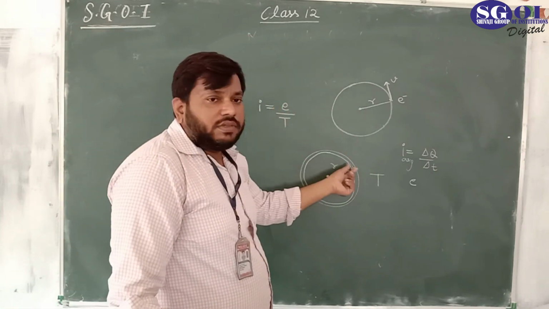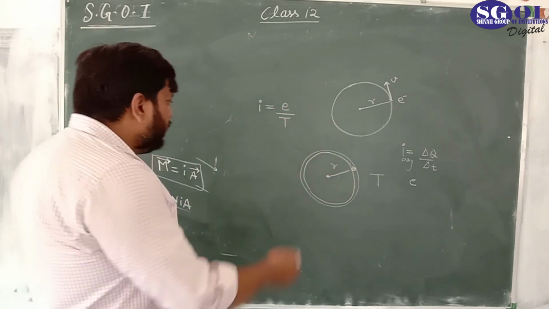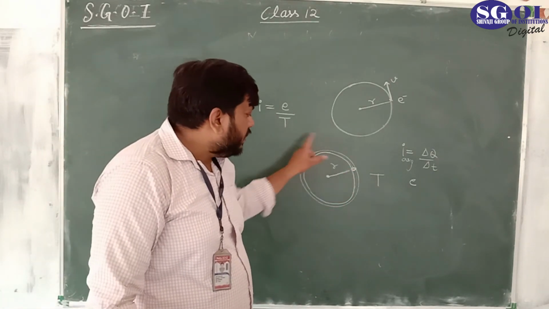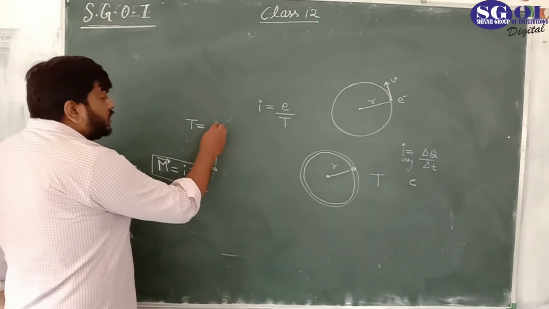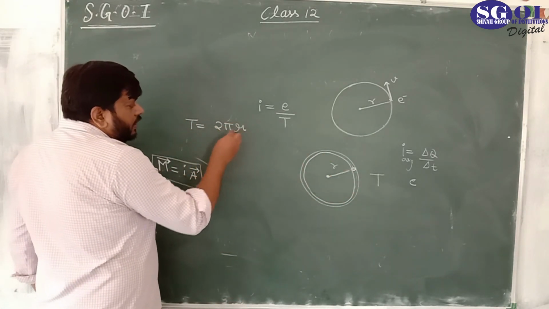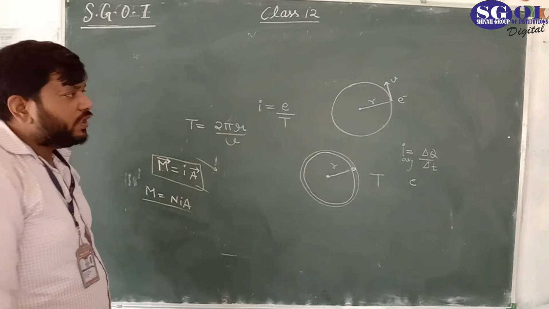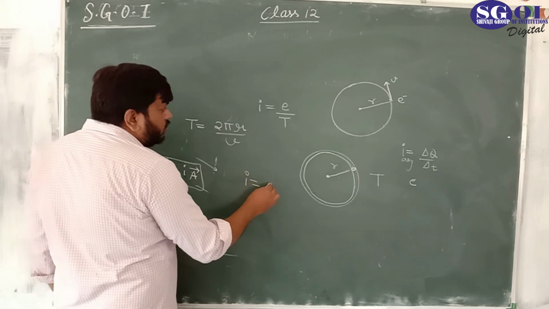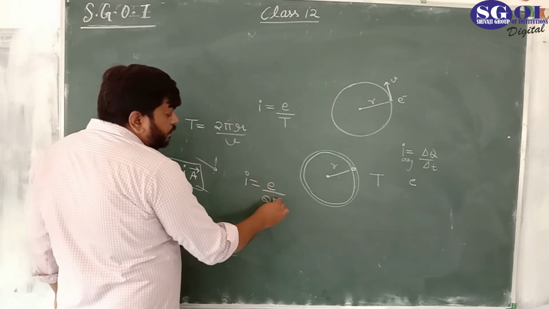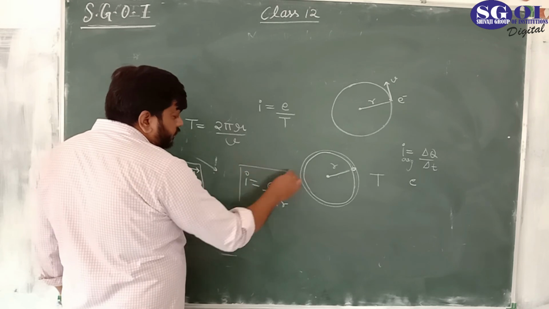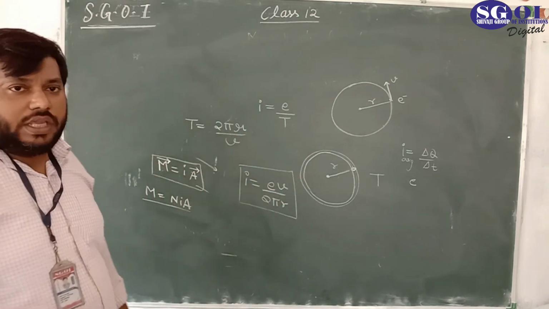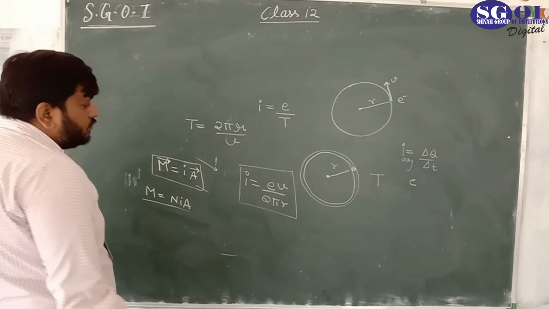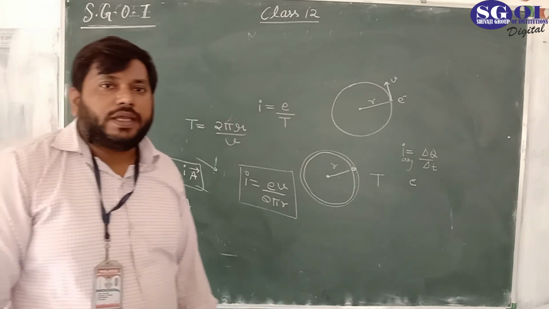So what is the time taken to complete one revolution? Time equals distance upon speed. What is the distance from here to here? The circumference of this path, which is 2 pi r, and the speed is v, the magnitude of velocity. So put this value of T here. So I equals e upon 2 pi r over v, that is I equals ev upon 2 pi r.